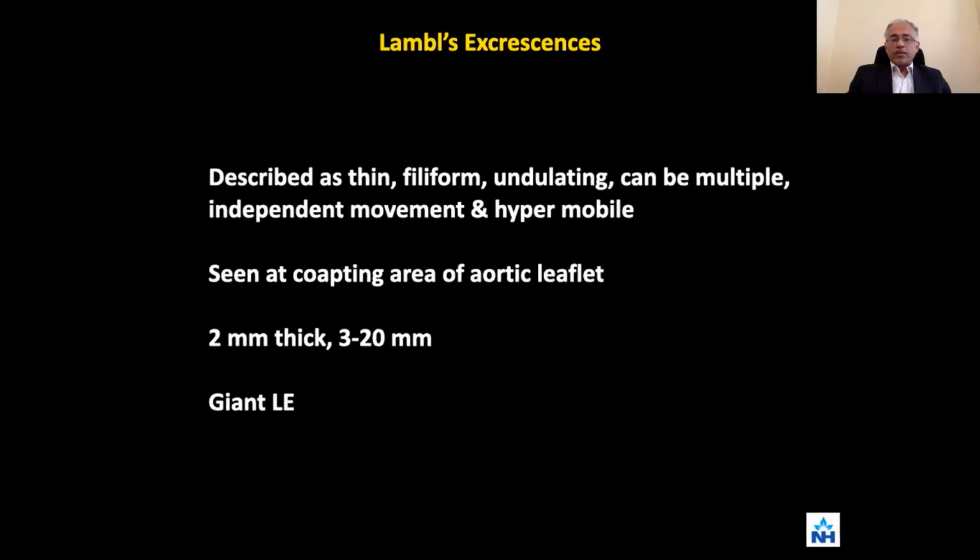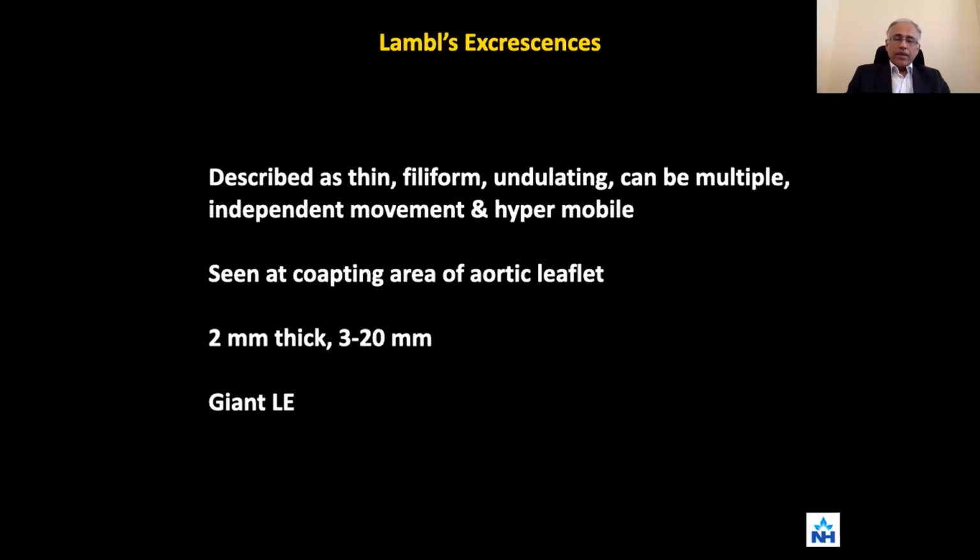One is termed Lambl's excrescence. This is something you have to be aware of. It is described as a thin, filiform, undulating structure, which can be single or multiple, and it has an independent movement. It doesn't relate to the cardiac cycle, and it is very mobile. Where is it seen? At the point where it coapts, that means where the leaflets meet each other. That is the characteristic feature of Lambl's excrescences.